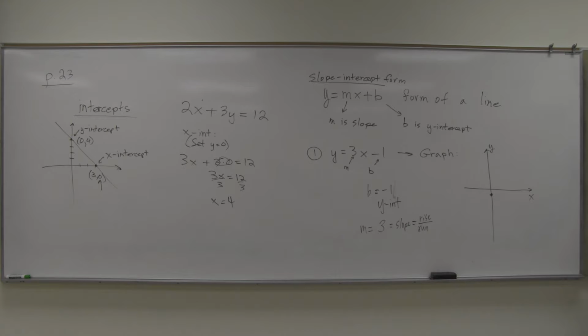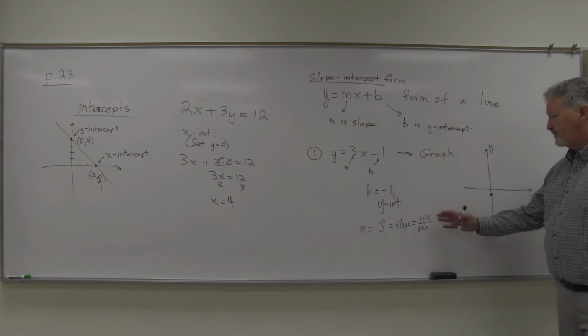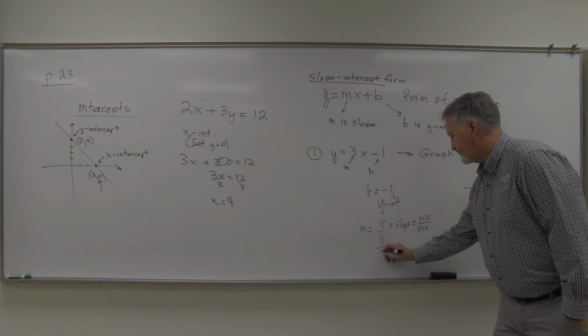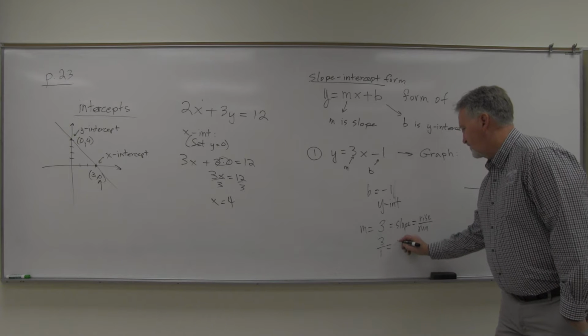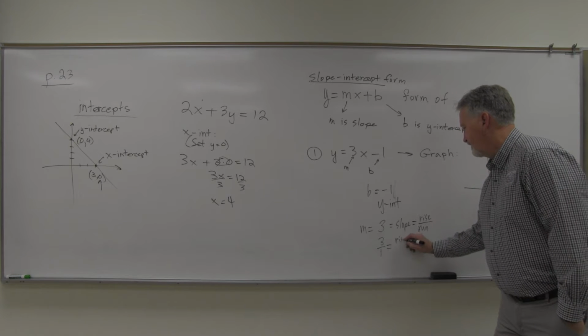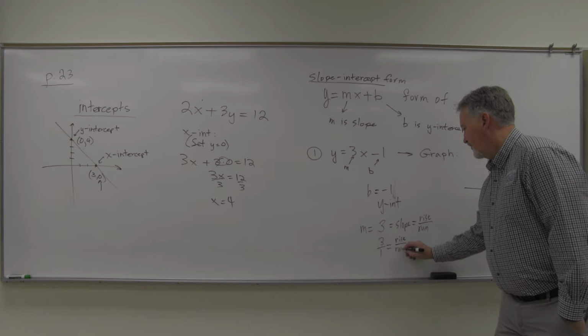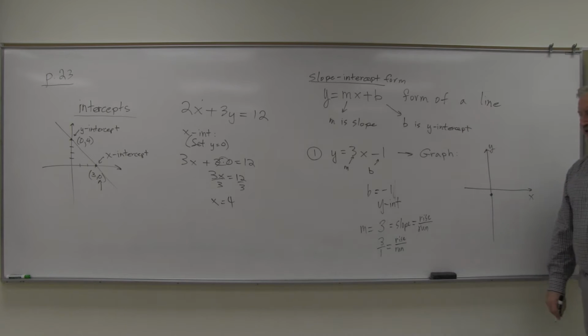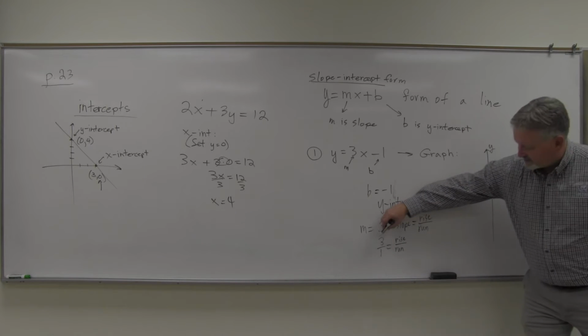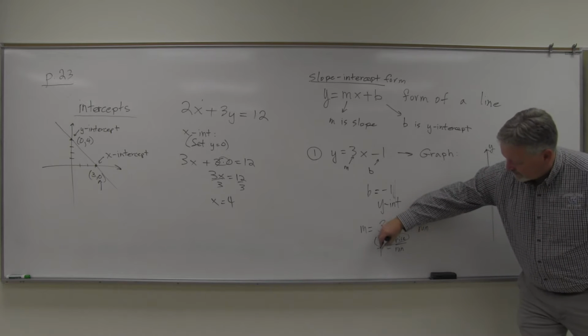M being 3 there, so rise over run, we need two numbers. Well, 3, if we put a number on the bottom, it'd be 3 over 1. And so if I interpret the slope as rise over run here, that's telling me rise of 3, run of 1.